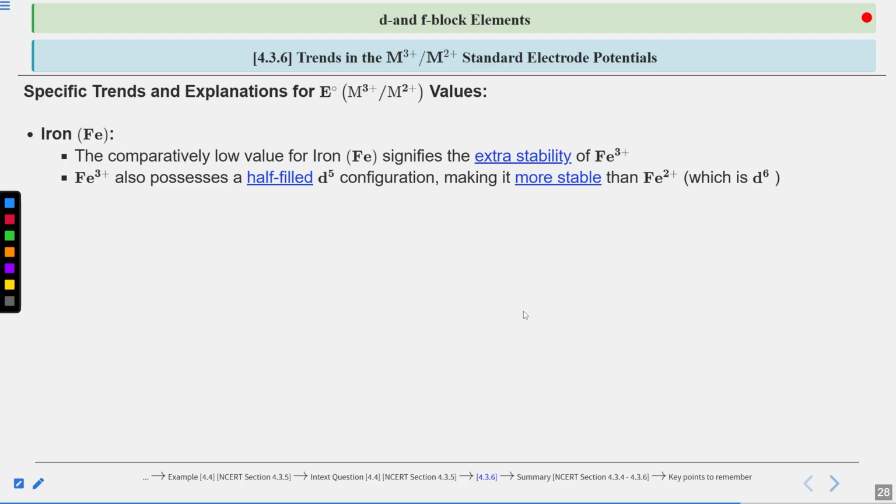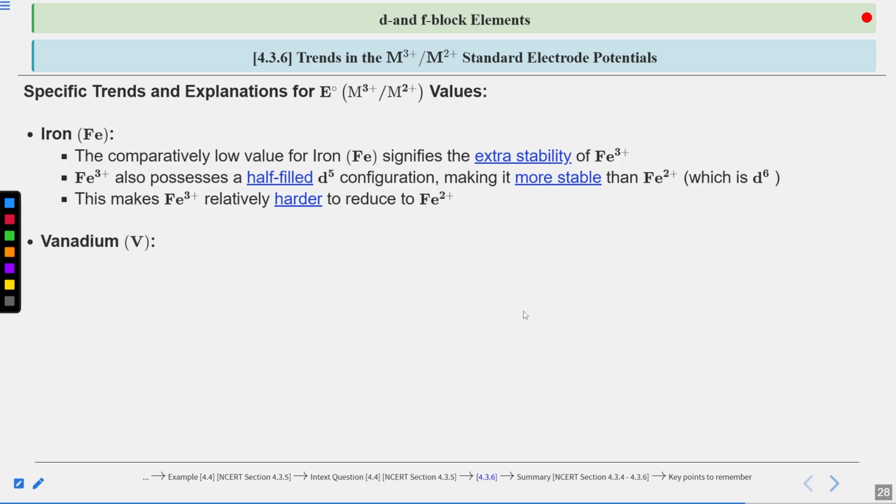Because iron is having 3d6 4s2. After releasing 3 electrons, it will attain D5 configuration, which is half filled and stable, which makes it more stable than Fe2 positive. Fe2 positive is D6, Fe3 positive is D5. So this makes Fe3 positive relatively harder to reduce to Fe2 positive because Fe3 positive is already stable.